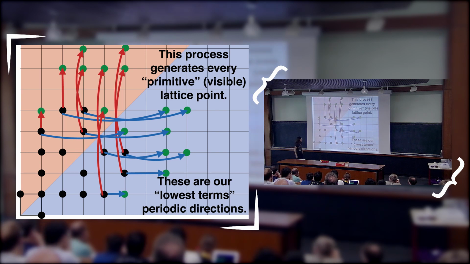So the way I like to think about that is that they're all the points that are visible from the origin. So here's the origin. We got (2, 1), but we didn't get (4, 2) because it's blocked from the origin by (2, 1). So this gives us our lowest terms periodic directions, which are exactly what we want. These are the periodic directions for the square.